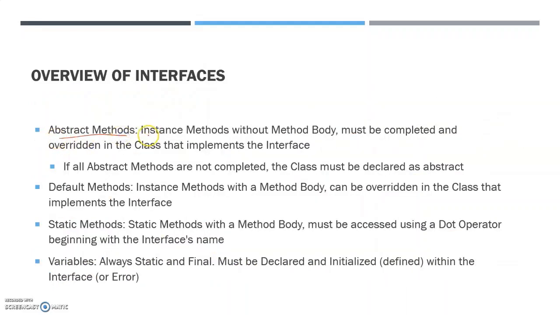Abstract methods in interfaces are always instance methods without a method body. They must be completed and overridden in the class that implements the interface. Otherwise, if all abstract methods are not completed, the class that implements the interface must be declared as abstract.